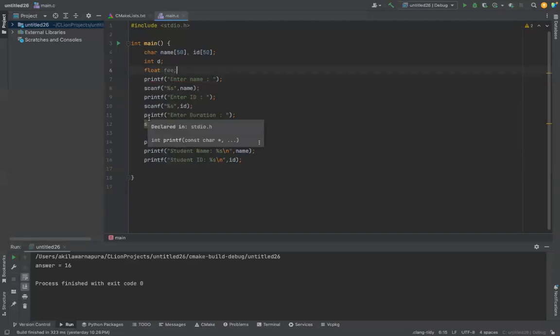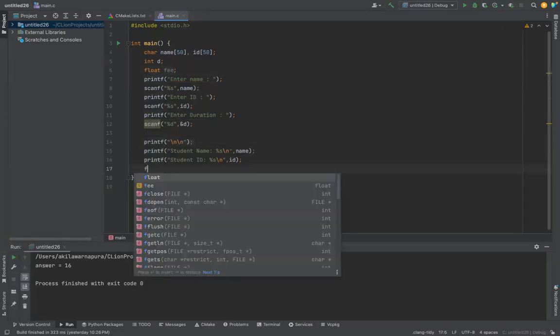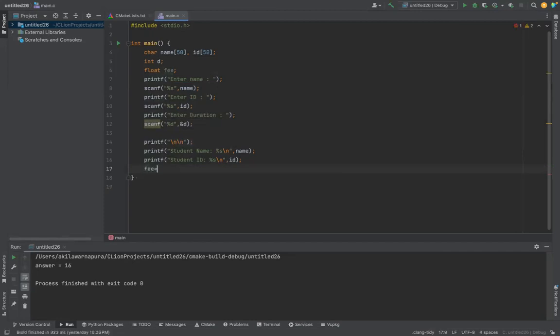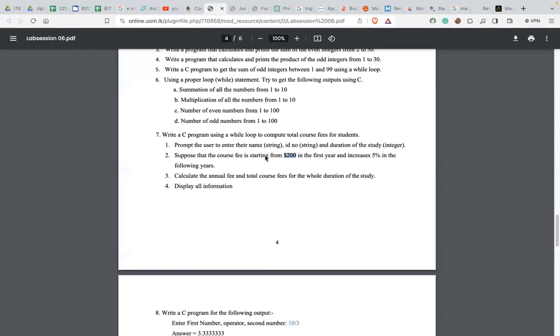Then what we can do, initially fee equal $200. Then you need to calculate the fee for each year. Therefore, obviously, you need to go for a repetition. You have to use a proper loop. You can use either for loop, while loop, or do while loop. But this lab session belongs to the while loop.